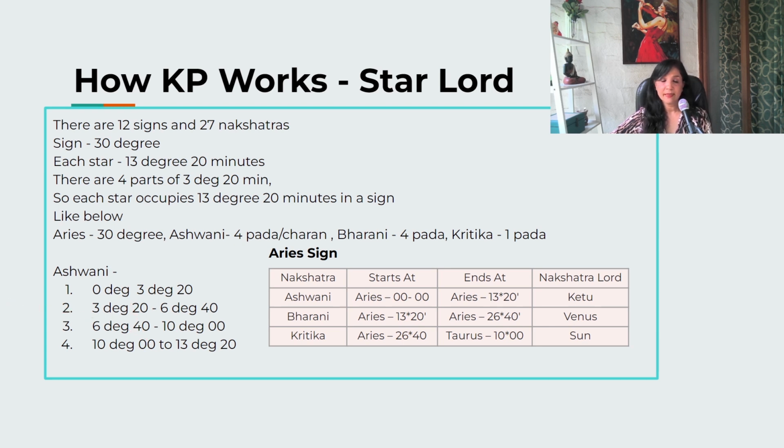Like here you can see the Aries sign that is of 30 degrees. It will start from 0 degrees, 0 to 30. So in this sign of 30 degrees, the first star is Ashwini, 13 degrees 20 minutes. Lord is Ketu. Then the second star is Bharani, which starts from 13 degrees 20 minutes to 26 degrees 40 minutes. Lord is Venus.